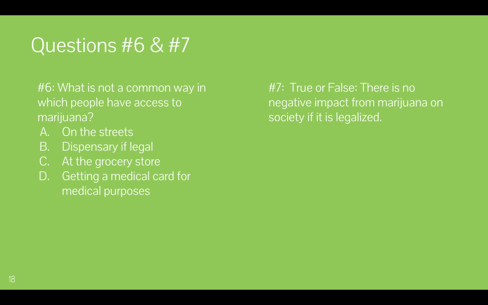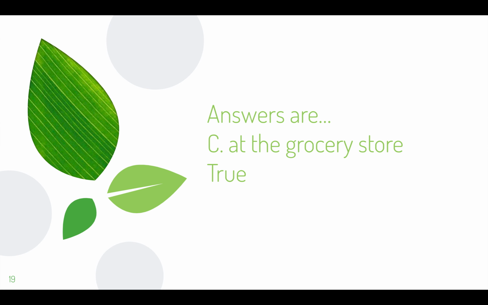Questions number 6 and number 7. Number 6. What is not a common way in which people have access to marijuana? A. On the streets. B. Dispensary if legal. C. At a grocery store. D. Getting a medical card for medicinal purposes. And number 7, true or false? There is no negative impact from marijuana on society if it is legalized. And I'll give you a few seconds to answer that. The answers are C, at the grocery store, and true.